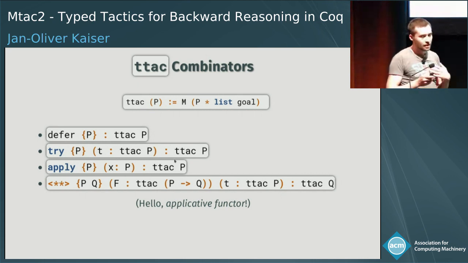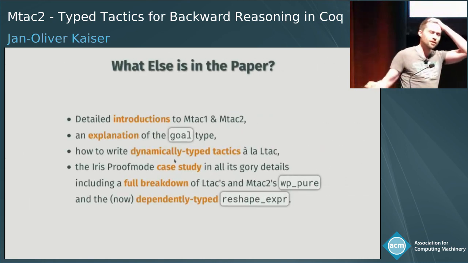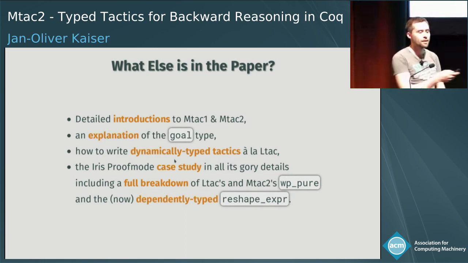So there are many things in the paper that I haven't had time to talk about. In particular, there are detailed introductions to Mtac1 and Mtac2. We have the full explanation of the goal type. And there's also an explanation of how to write dynamically typed tactics a la Ltac. So when you don't want to account for all the types, we can do that too. And of course, the case study from the Iris proof mode in all its gory details, including full explanations of how WP PO really works, and also the now dependently typed helper function reshape_expr that I'm very happy about.